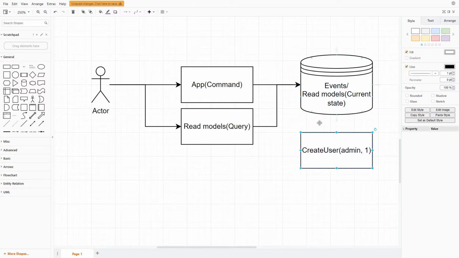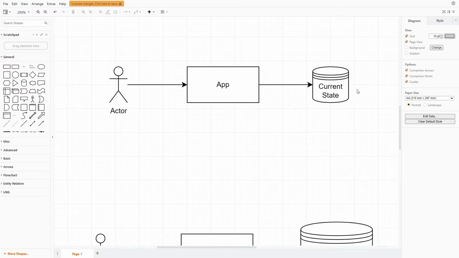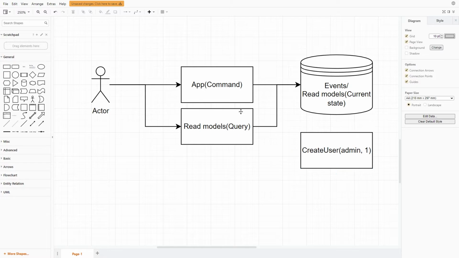So here we have our event. Very basic. That event is not like data that we can query because it's just an event. It contains all the data, like what happened, not what the current state is, but what happened with our application. Alright, then our actor wants to deposit some money to our bank.